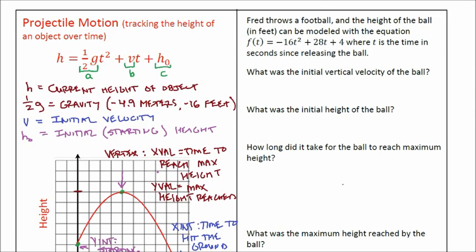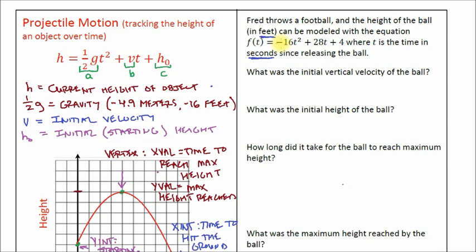So now we're going to see our word problem. Fred throws a football, and the height of the ball in feet can be modeled with the equation f of t equals negative 16t squared plus 28t plus 4, where t is the time in seconds since releasing the ball. So a couple things we see here: we're measuring height in feet, and we're measuring time in seconds. And you can see, class, that this equation matches up with the one over here. f of t actually represents the height of the object.